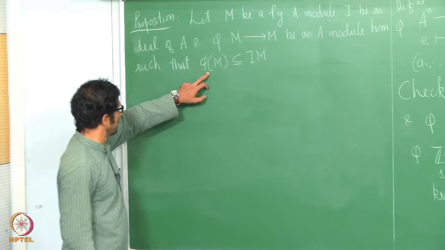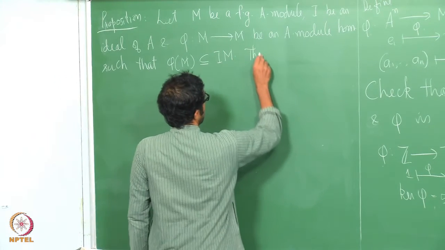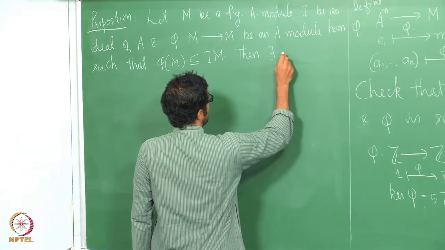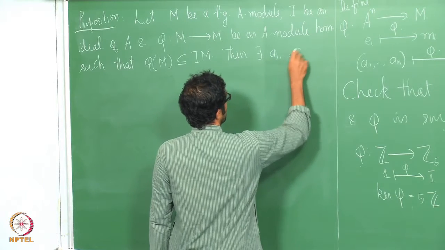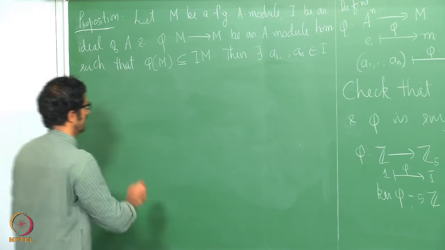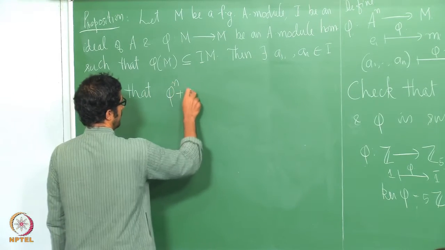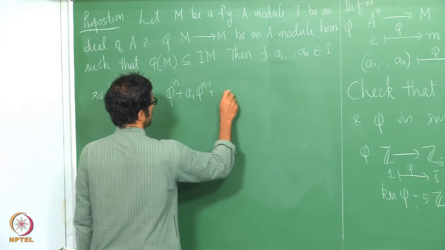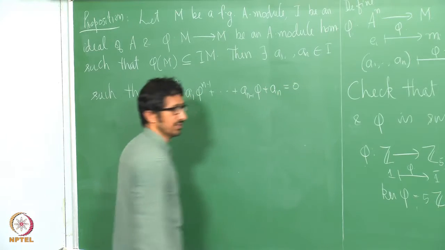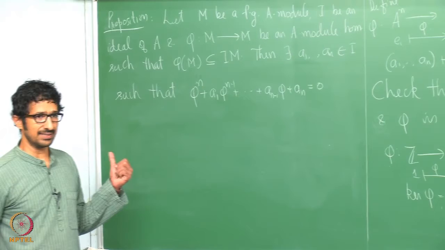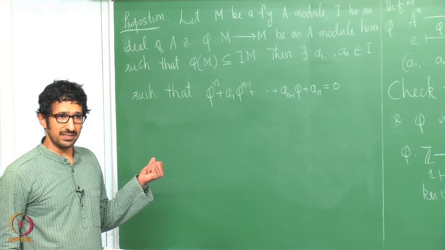Okay. Suppose there exists an ideal I with this property, then there exist a_1 up to a_n in I such that phi power n plus a_1 phi power n minus 1, up to a_{n-1} phi plus a_n is 0.